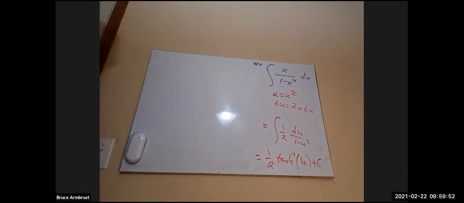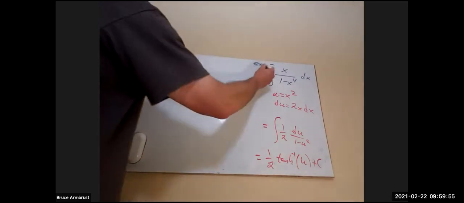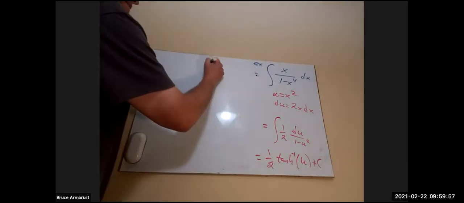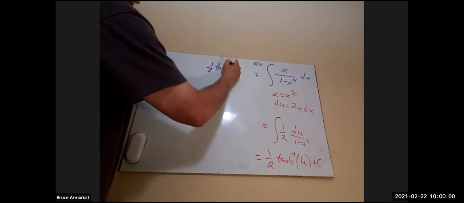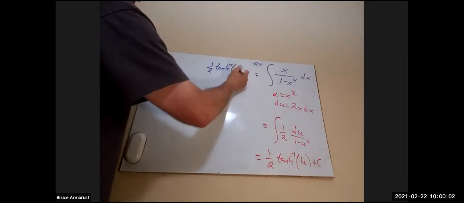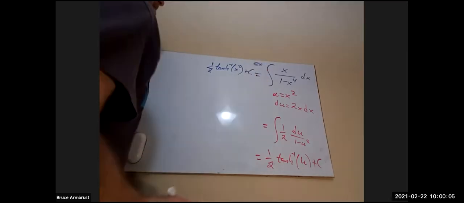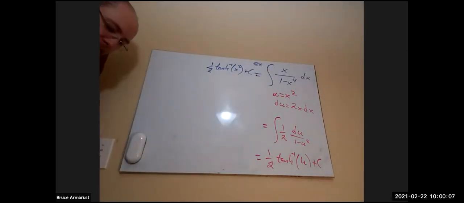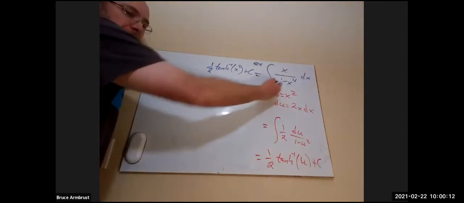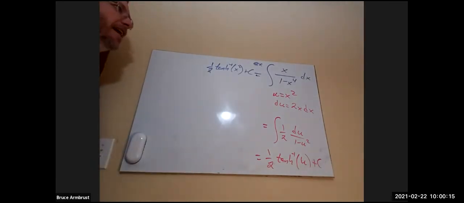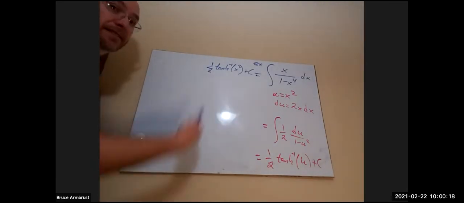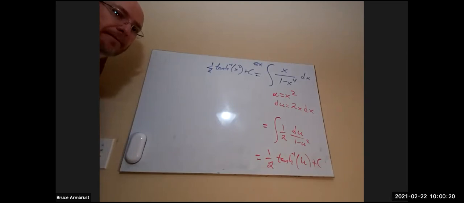All right, well, substitute back in the u. And we end up with this is equal to 1/2 inverse tanh of x squared plus c. So a seemingly nice-ish function led to inverse tanh. All right, so there's that guy.